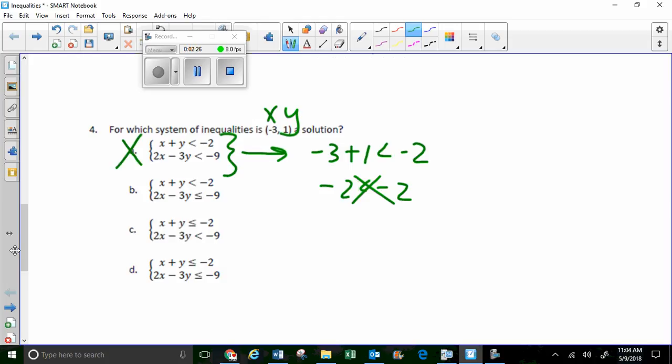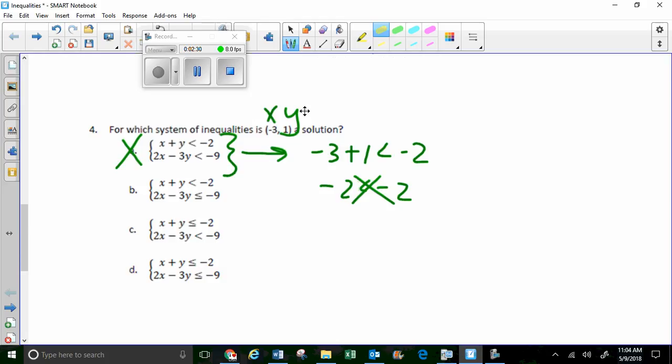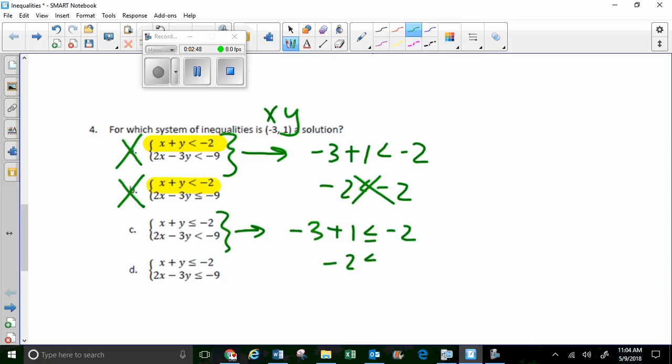In fact, any one of these that has that same inequality is going to be eliminated because it's not going to work. So like X plus Y is less than 2, that's the same thing. So that one can't work. So I can go ahead and cross those two off. So let's go ahead and try the next one. Plug in X and Y. Is that less than or equal to negative 2? Well, is negative 2 less than or equal to itself? Yeah, so it works for the first one. Now we get to try the second one.